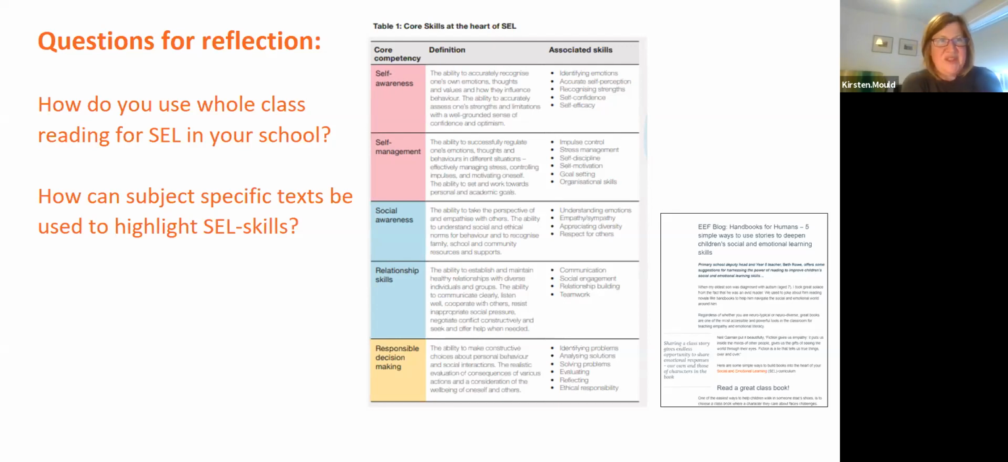So are there ways that you have used reading for SEL in your school? Are there subject-specific texts that anyone's used to highlight SEL skills? If you want to pop your ideas into the chat, that would be great. I'm fascinated, Claire, to know why it's a fast read. Feel free to just unmute and tell us if you're happy to.